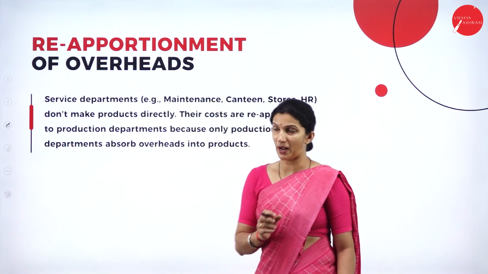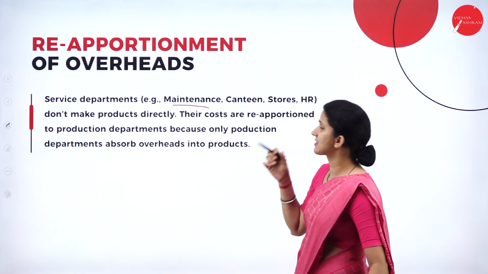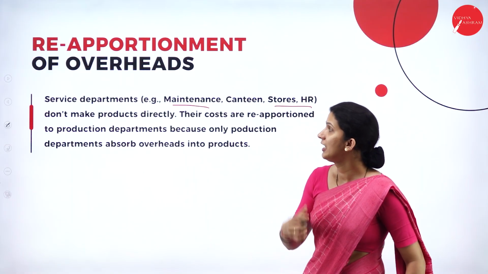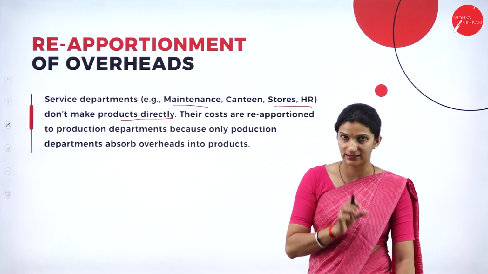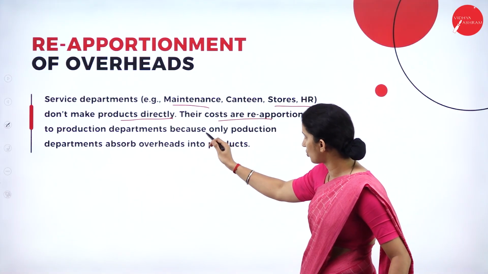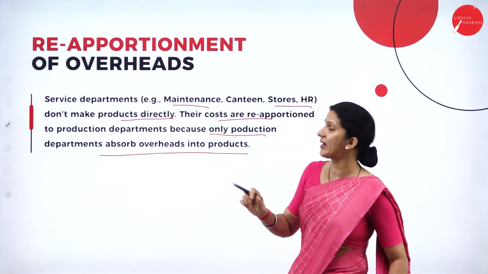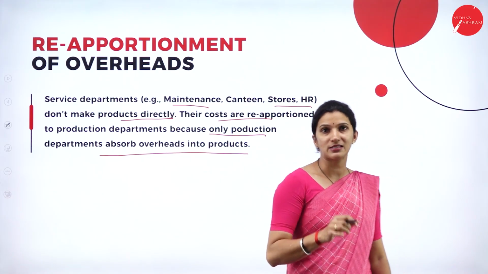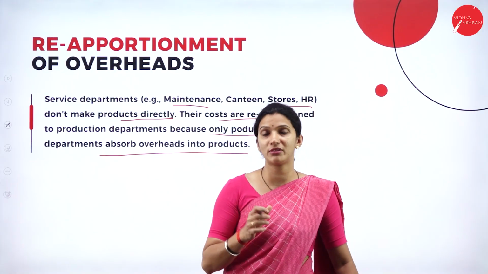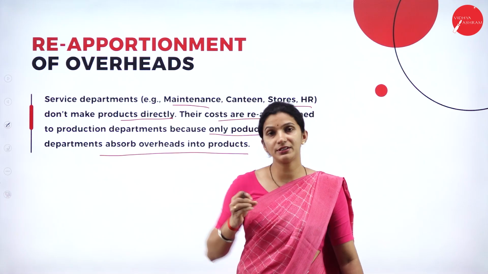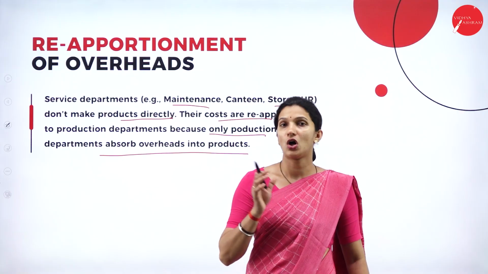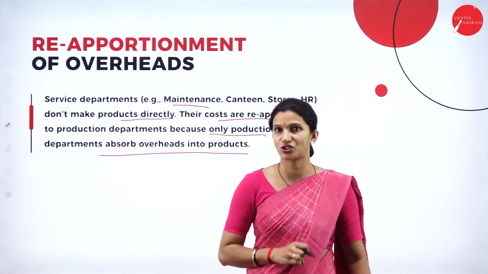Service departments, for example, do maintenance, canteens, stores or HR-related work. They don't make any product directly. Their costs are reapportioned to the production department because only the production department absorbs the overheads into the product. While finding the cost of a product, the overall cost of the production department is taken, so whatever cost is incurred in the service department has to be charged again to the production department.